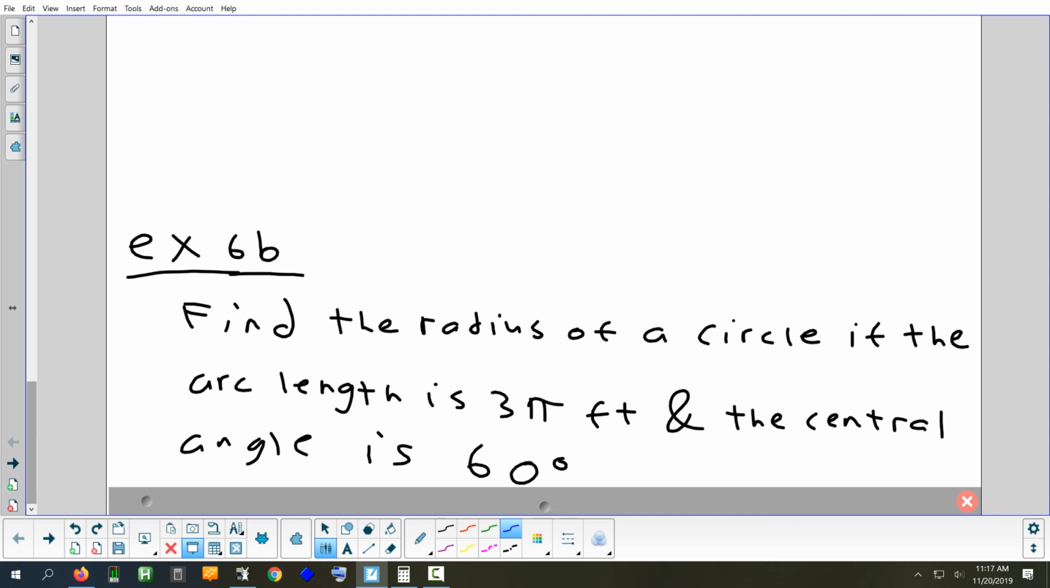Little different. Okay, a couple things different. First of all, the directions are to find the radius. They're telling you the arc length up front is 3 pi feet, and they're saying the angle is 60 degrees. So what they're asking for is different, and the way they've given you the angle is different. They didn't give you a picture. I don't think you really need a picture. You just need the formula.